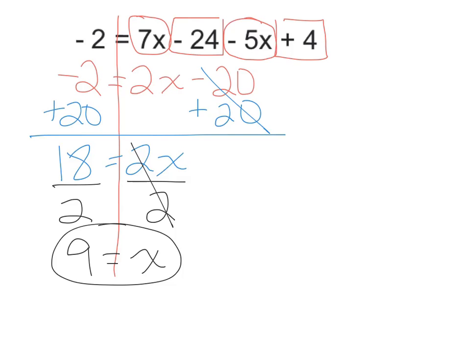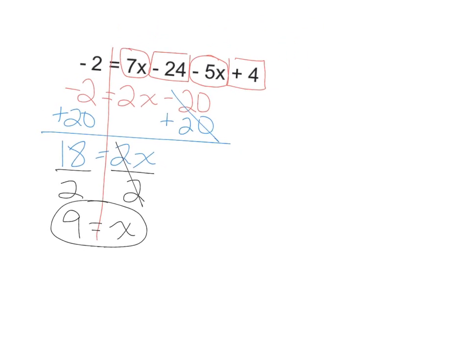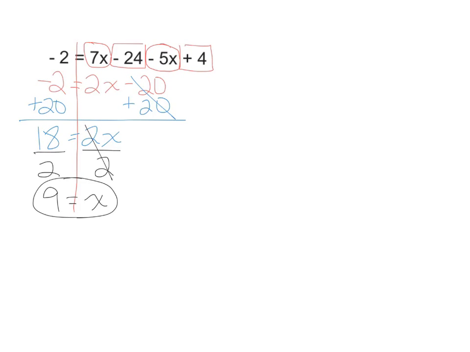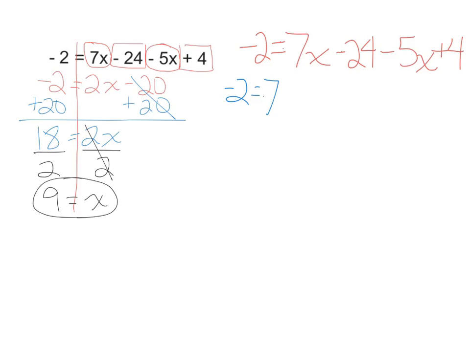Then we need to check our work. Again, everybody's favorite. I'm going to scoot this over to the side. So we have negative 2 equals 7x minus 24 minus 5x plus 4. I'm going to substitute in 9 everywhere x is. So negative 2 equals 7 times 9 minus 24 minus 5 times 9 plus 4.